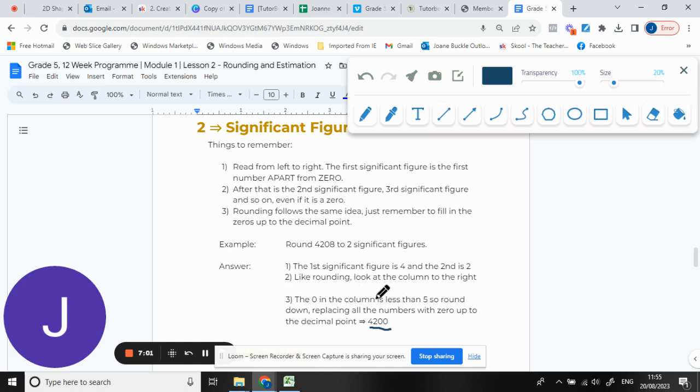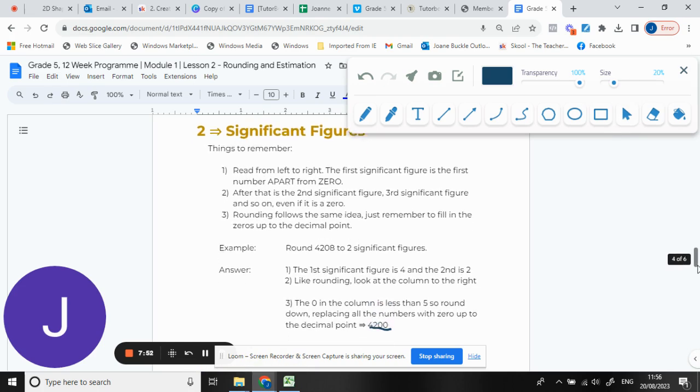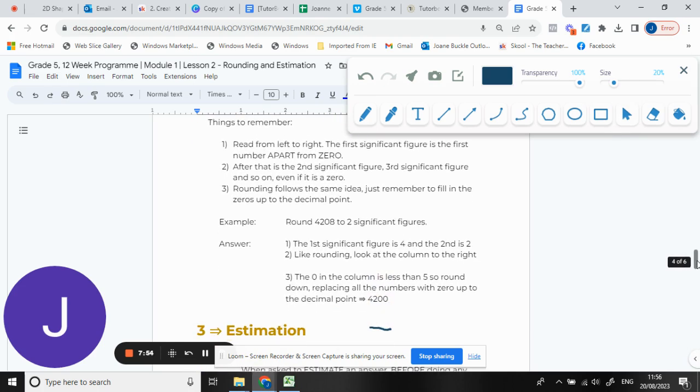Now, we're saying replacing with zeros up to the decimal point. Remember from the last lesson, 4,208 would actually have a decimal point directly after that 8 there, okay? And we have to replace the numbers that you're getting rid of with zeros up to that decimal point. I'm just going to clarify what I mean by that now on an example where you would have to replace them. So let's have a look.